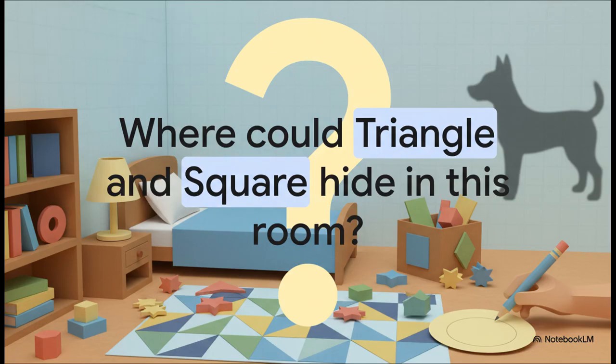Okay, now it's your turn to help. Look really closely at this room. Can you find a place where our other friends, Triangle and Square, could hide? What about that slice of pizza? Or the window pane? Let me know what you find.